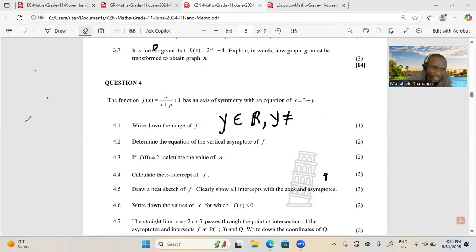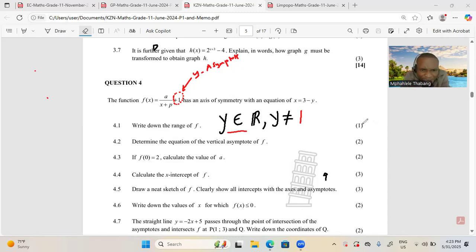It is the number at the end of f of x. This positive 1 is the y asymptote. So finding the range, you say y can be any real number, but y should not be 1, because y should not be the y asymptote. The y asymptote is 1. We give you 1 mark for finding the range. y is an element of real numbers, y should not be 1.